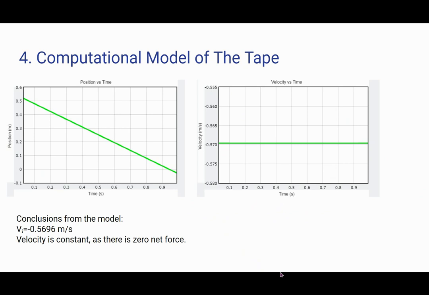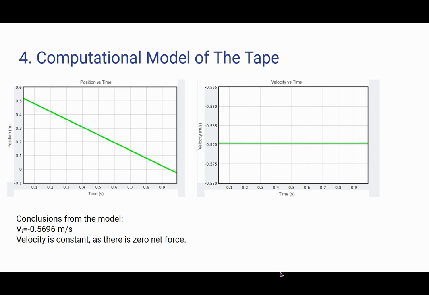As it is seen, the conclusion was that the final and initial velocity of the tape was negative 0.5696 meters per second. Simultaneously, this model shows the velocity is constant as seen in the right-hand image. This shows that the net force is 0 due to no change in velocity, indicating no acceleration. This is seen easily by the fact that the velocity over time graph is just a constant number via a straight line.